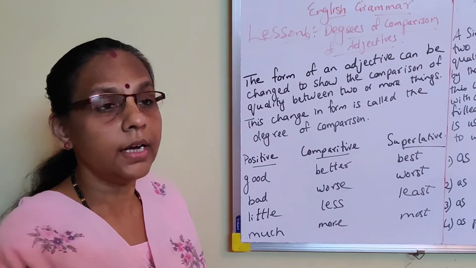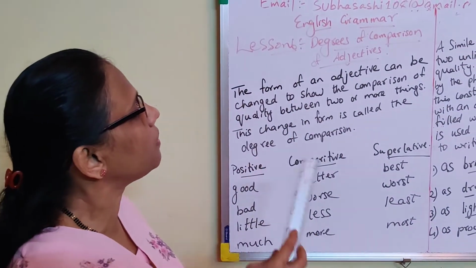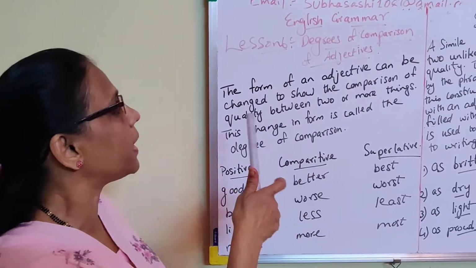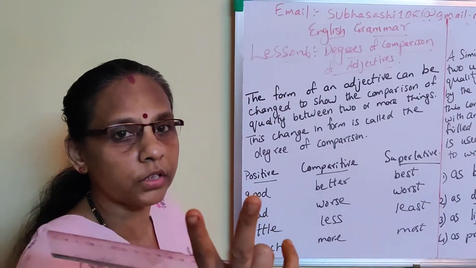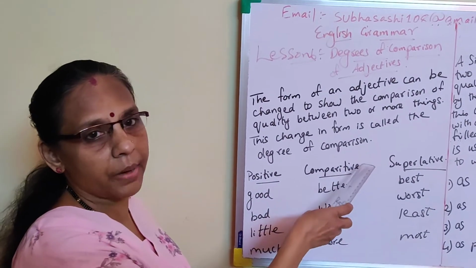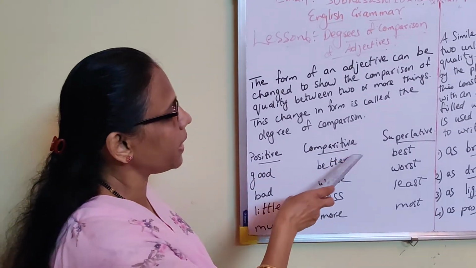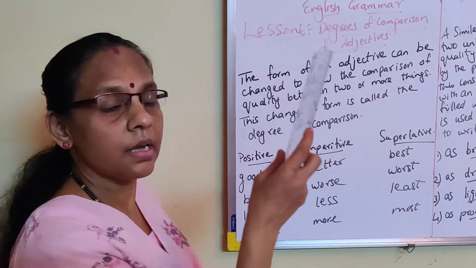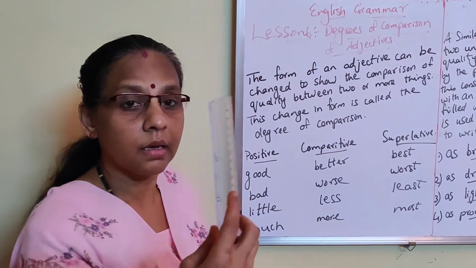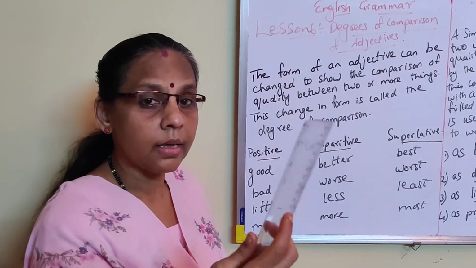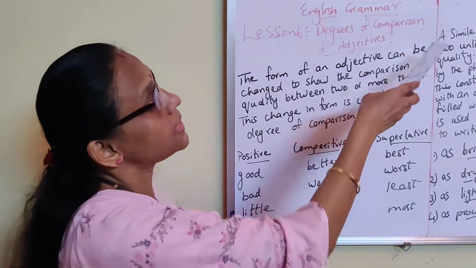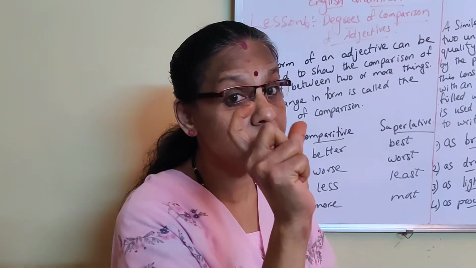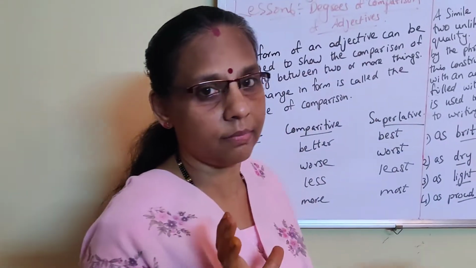That is adjective. Degrees of comparison of adjective: the form of an adjective can be changed to show the comparison of quality between two or more things, and they are known as degrees of comparison. This is positive, comparative, superlative: good, better, best; bad, worse, worst; near, nearer, nearest; then hot, hotter, hottest. All those things you can write. Then simile: a comparison between two unlike things but having a certain same quality.